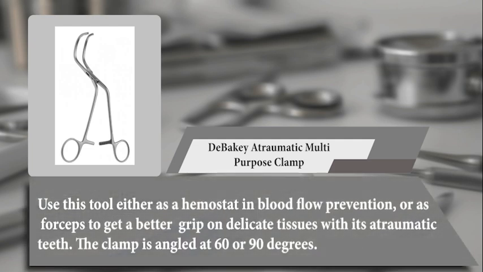DeBakey Atraumatic Multi-Purpose Clamp. Use this tool either as a hemostat in blood flow prevention, or as forceps to get a better grip on delicate tissues with its atraumatic teeth. The clamp is angled at 60 or 90 degrees.